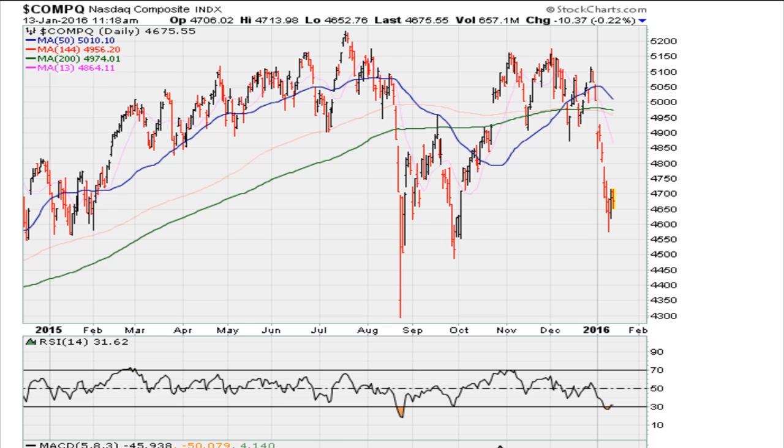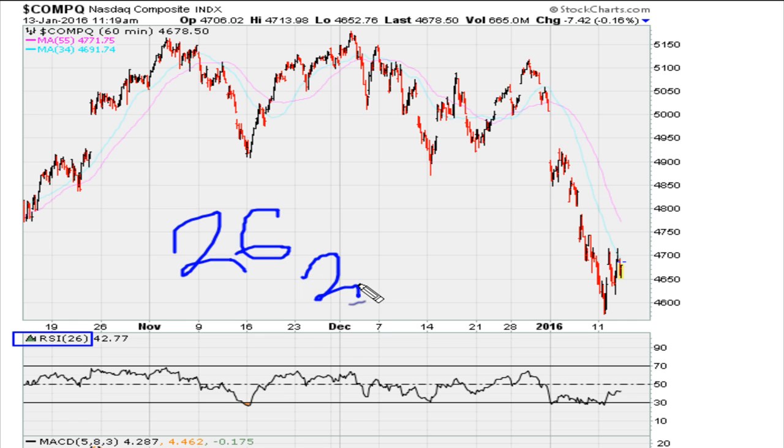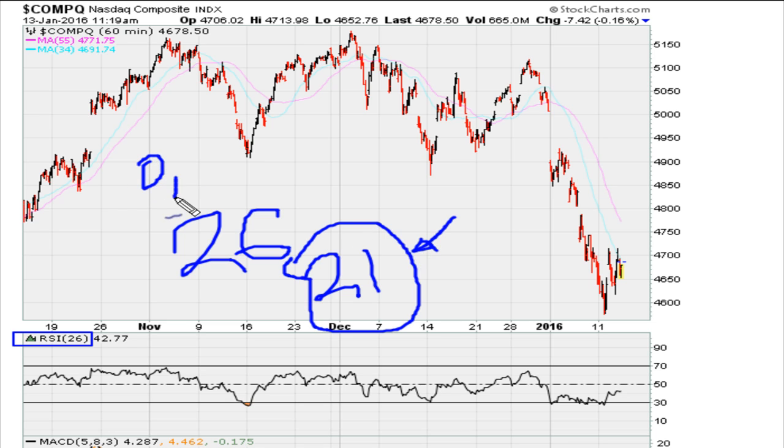Let's take a look also at another aspect, which is the hourly, and we are going to look at this from two angles. One angle is the 26 RSI period, because this is the one I tend to use a lot. Now if you find yourself using, let's say, 21, you can still use 21 as opposed to 26, because 21 to me is the more legitimate number, because it's part of the Fibonacci series.